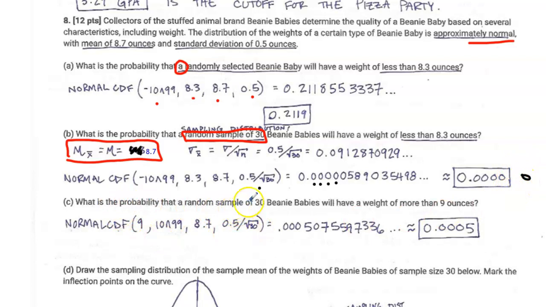The probability that a random sample of 30 Beanie Babies, I'm still using this idea of divided by the square root of 30, has a weight of more than 9 ounces. Now I'm talking about 9 being the lower bound, positive 10 to the 99th being the upper bound, and all the other numbers being the same. This one you can round. Tenths, hundredths, thousandths, 10,000ths, that's 0.0005.